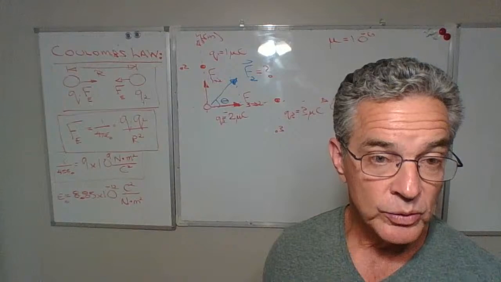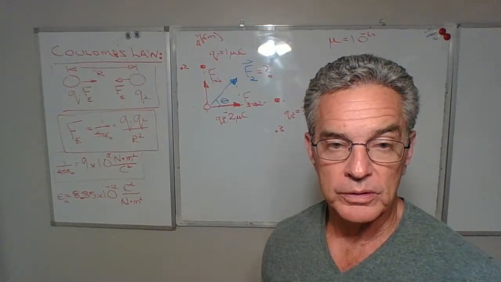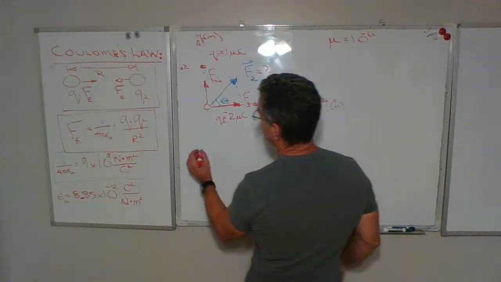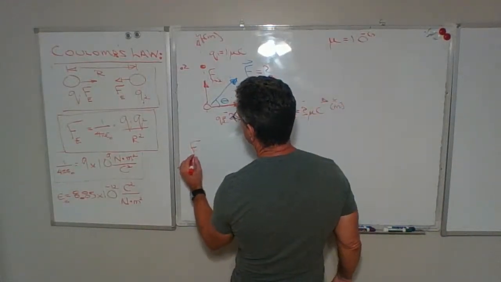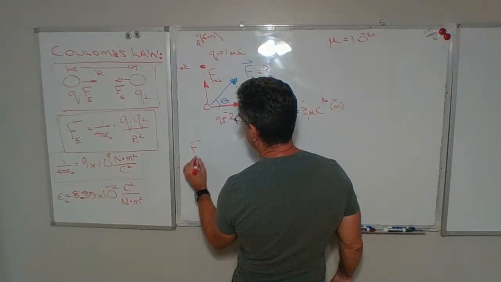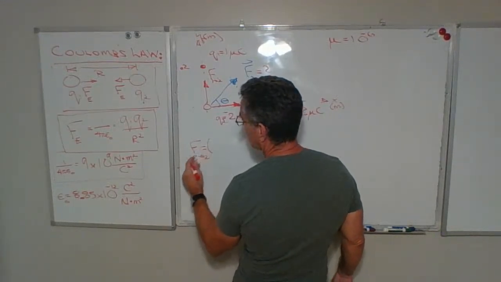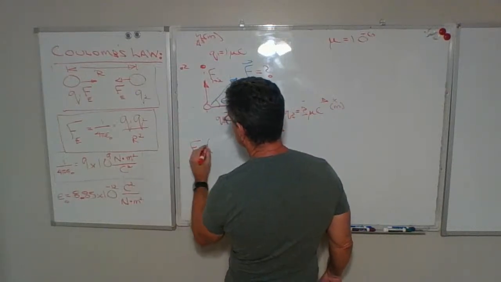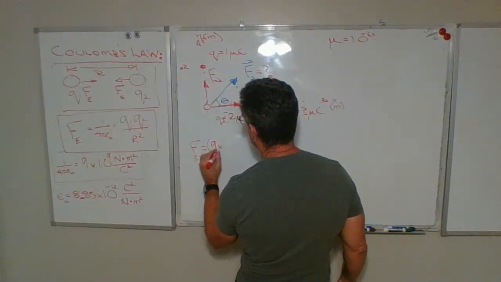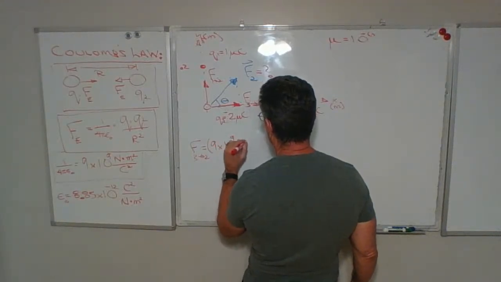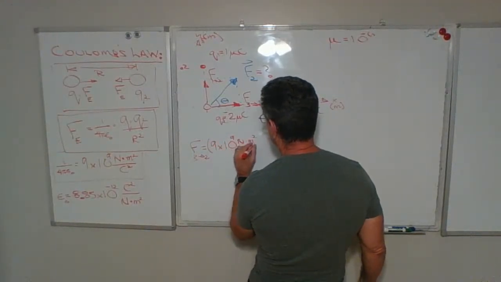So we can deal with the x direction first and solve for the force exerted in the x direction on Q2. So let's see, that's going to be F of 3 acting on 2. So that's going to be the electrostatic constant, 9 times 10 to the 9th newtons meters squared per coulomb squared.